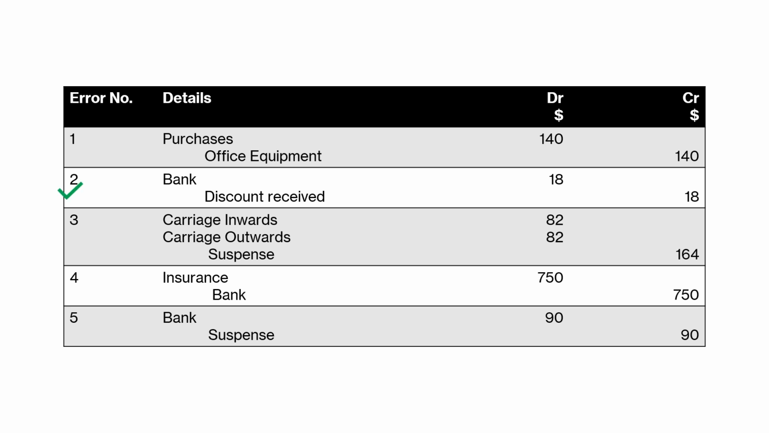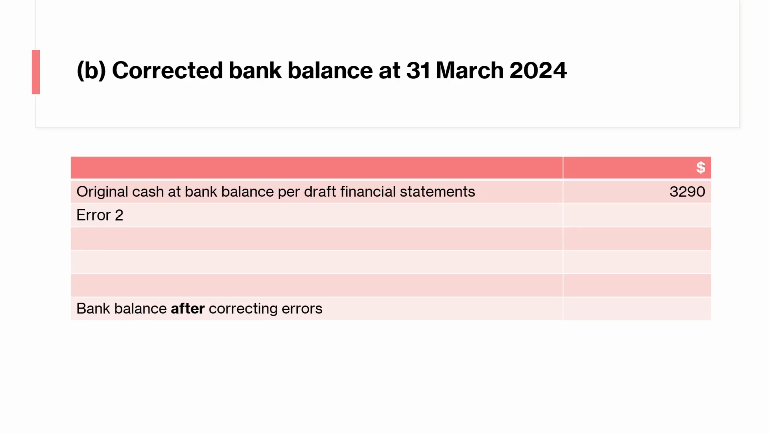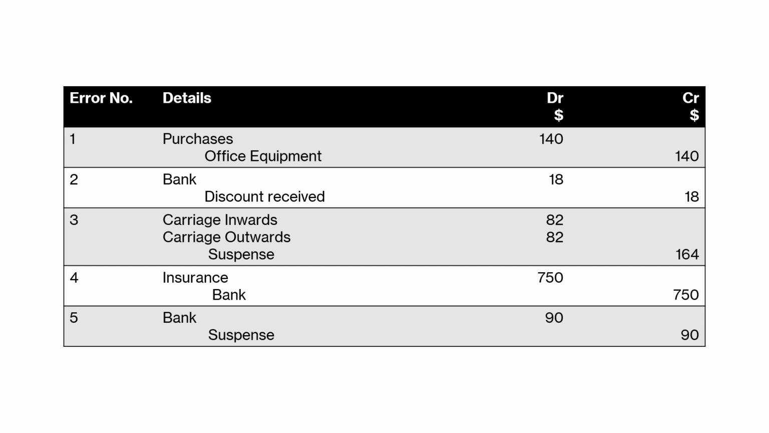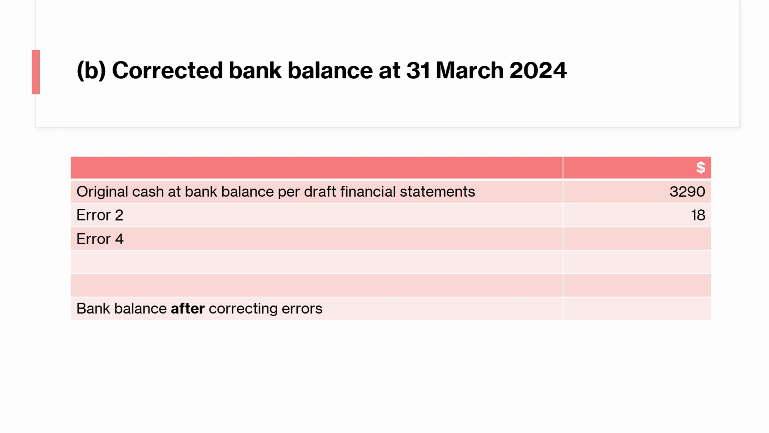But the second one has a debit entry in the bank account. That means we have to increase the bank balance by 18. So error number 2, add 18. Then error number 3 again has nothing to do with bank. But 4, yes. There is a credit made to the bank account, $750. That means you have to deduct 750 because it's a credit. So error 4 minus 750.